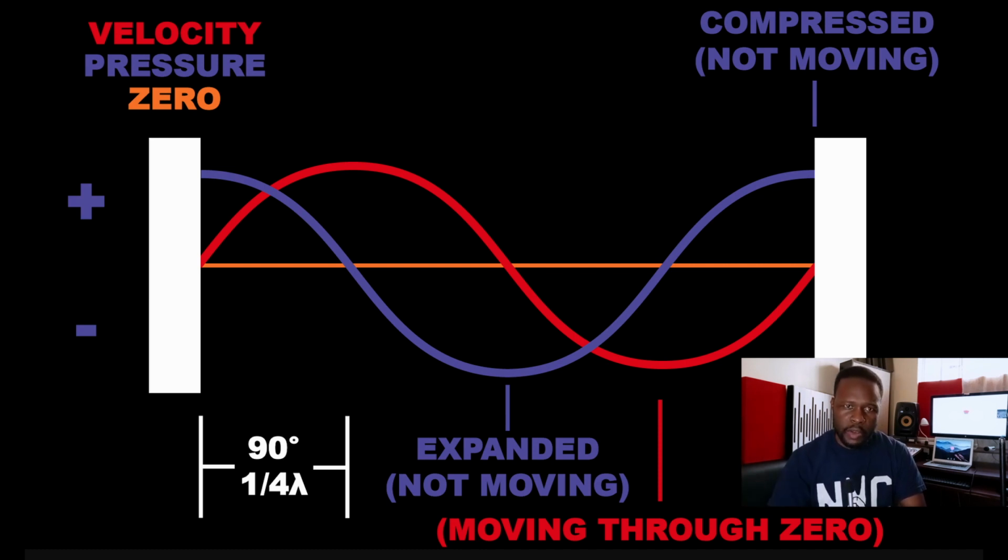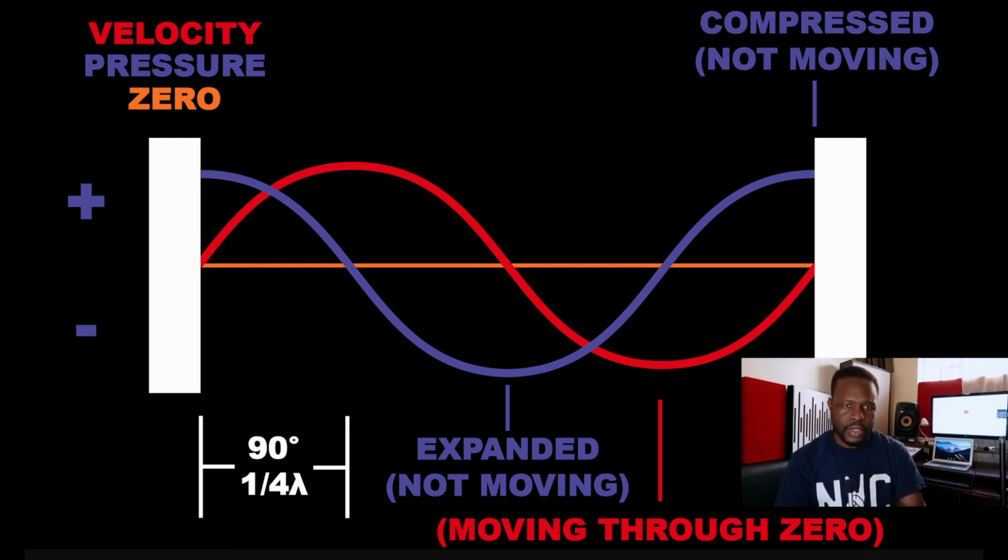So what happens to the molecular velocity? Molecular velocity is actually low at that very point. So there's an inverse relationship. They are 90 degrees out of phase, whereby the pressure is high at the boundary surface, but the molecular velocity is low at that point.